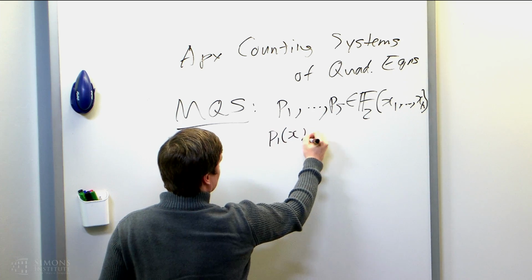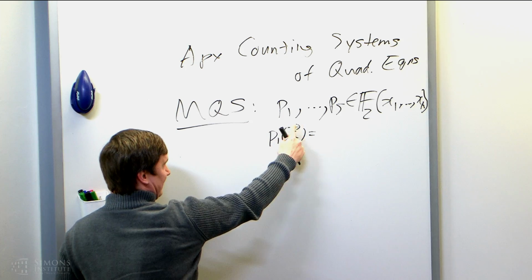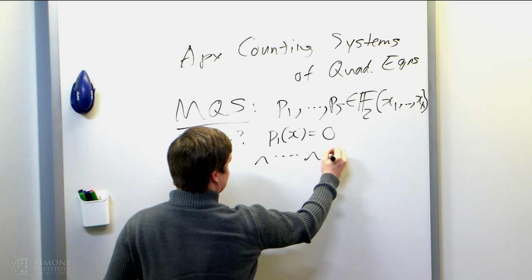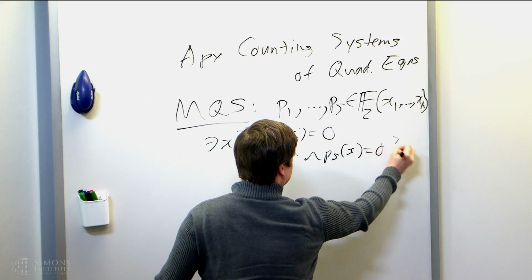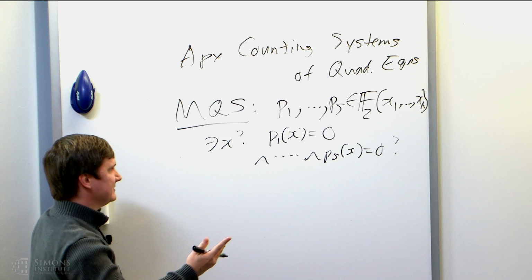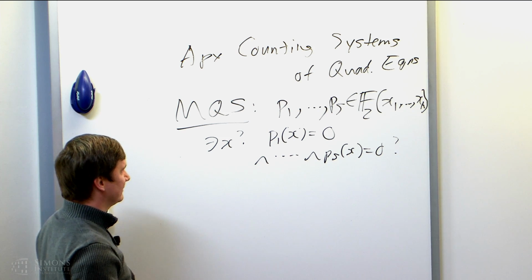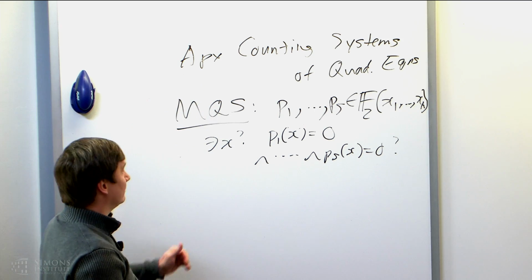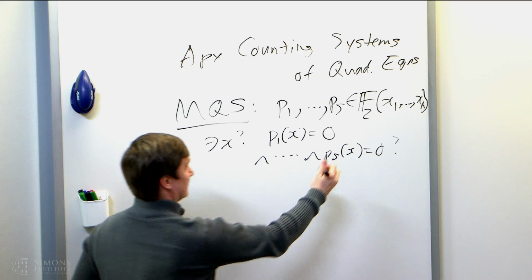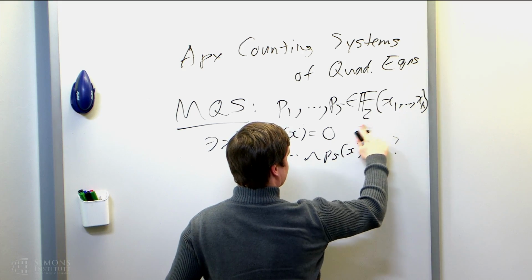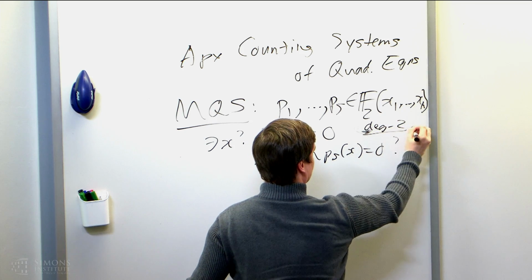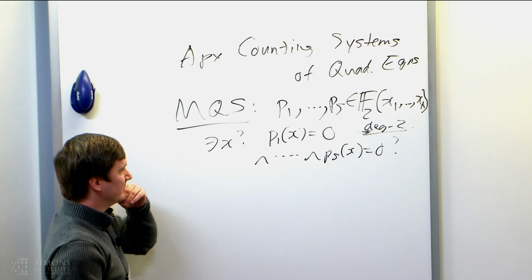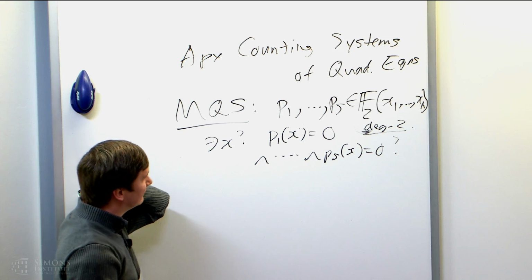I'll usually just drop the vector notation, just talk about x. So you want to know, do I have an x that satisfies all these? So this is NP hard, NP complete, in fact. We're going to look at the counting problem, for which exact counting, these are quadratic. It's important that these are degree 2 polynomials. Well, already for degree 2, it's NP hard. Counting the number of solutions is #P hard.